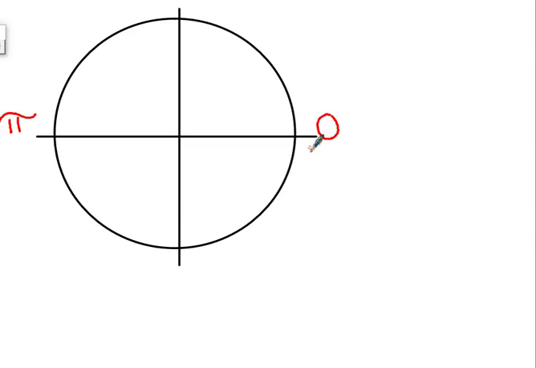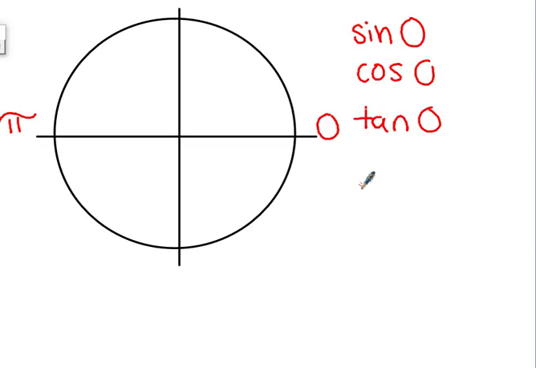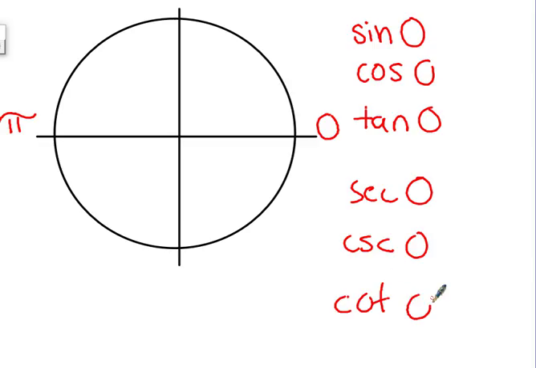Today we're going to talk about some trig values: sine, cosine, tangent values, also secant, cosecant, and cotangent values. We're first going to find sine at 0, cosine at 0, tangent at 0, secant, cosecant, and cotangent. So let's go ahead and talk about this stuff.